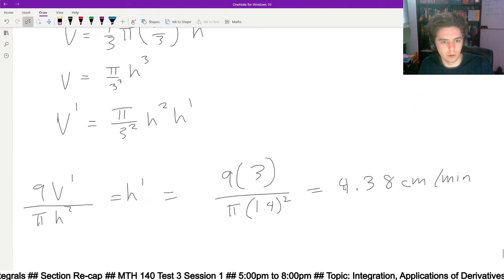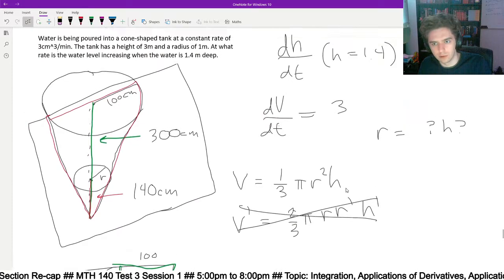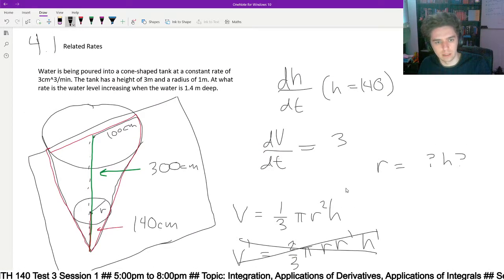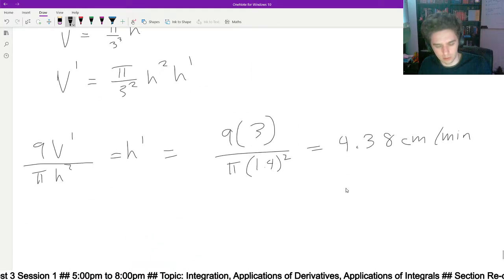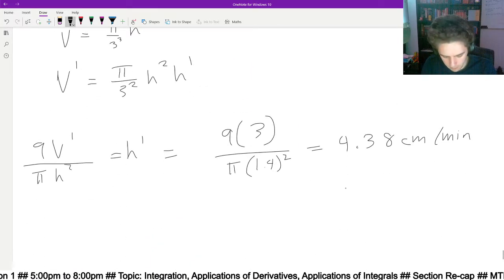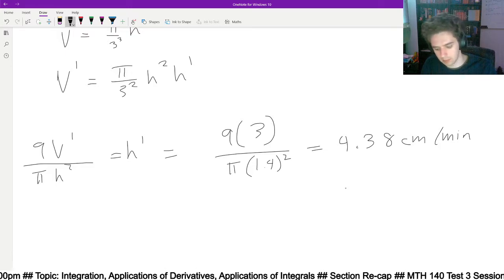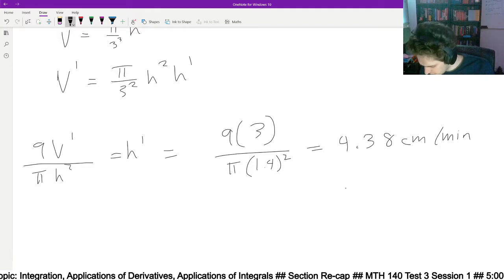Okay, let's see what happened. Oh, because this isn't 1.4. Sorry. This isn't 1.4. This is 140. Because they're in centimeters. That was in meters. So this will be not that answer. Well, it'll be 27 over pi times. Oh, times 140.